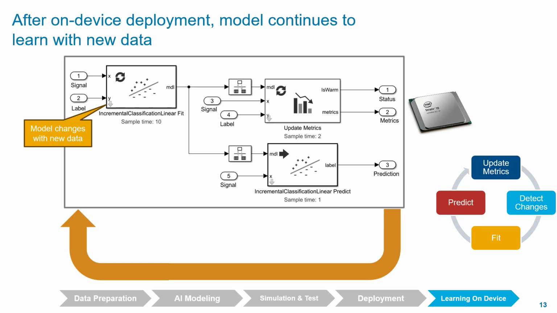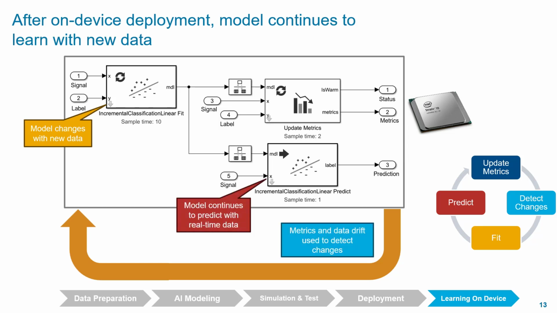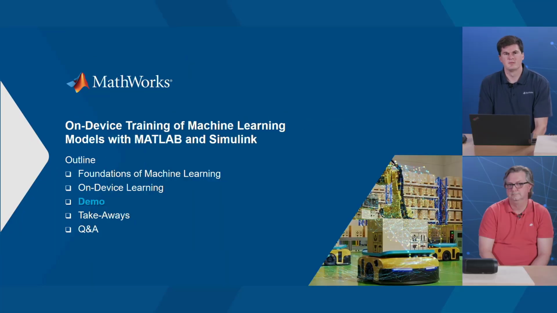After the model is deployed on the device, the model continues to learn with new data. So in the first block that we're showing here, the model will change with new data as it comes in. In the predict block, the model will continue to predict with real-time data as it gets updates from the fit block. And also up in the metrics block, the metrics will be calculated so that you can monitor the status of your machine learning model. And depending on the type of operation you're trying to do, you can use these metrics and evaluate whether to update the model.